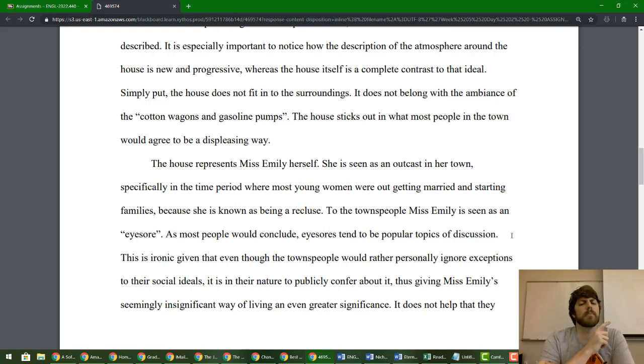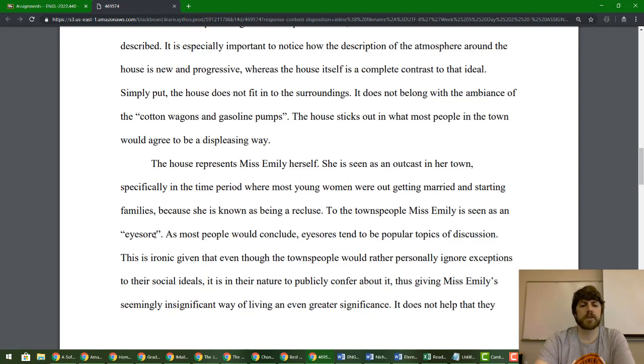And see, I like this so far. I'm actually impressed so far because she chose this quote and said this quote is really important to the story, helps it achieve meaning, and that these words specifically that were chosen are important to the meaning. And she points that out by quoting the cotton wagons and gasoline pumps earlier when talking about how the surroundings are new and progressive, so that I can see with my eyes what she's talking about. Again, she talks about how Miss Emily is seen, like the house, as an eyesore. She's a kind of a blot on the town. And so I like how she's bringing these words back up and saying, look, see this, and using evidence.